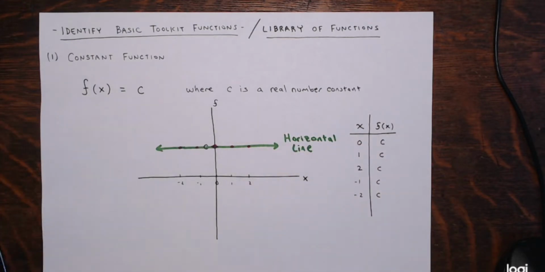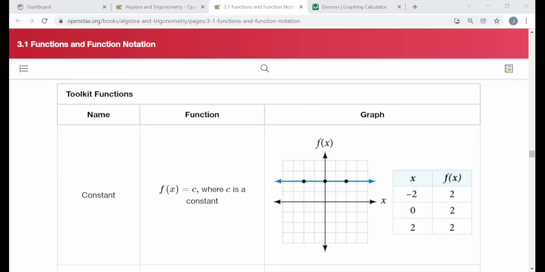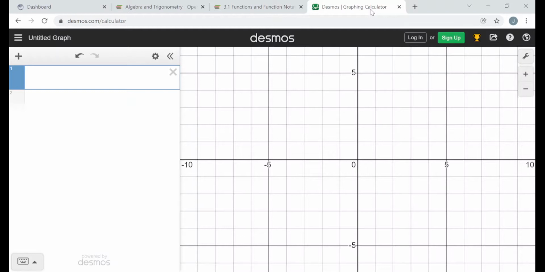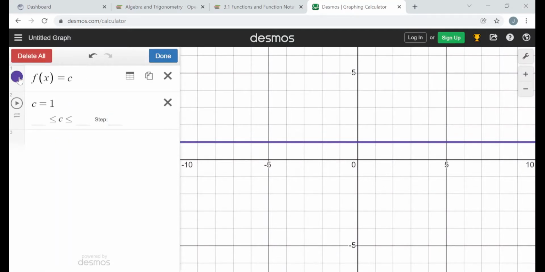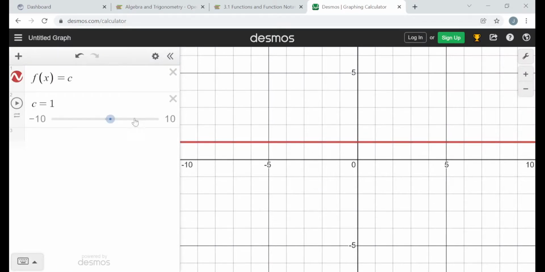Okay. So just to show you some basic examples. Again, this is a free online graphing calculator at desmos.com. I can just go, f of x equals c, and if you add a slider for c, see when c is 1, you get this purple line here. Let me make a different color. Make it red or something. Maybe you can see that better. And then you see this is f of x equals 1.